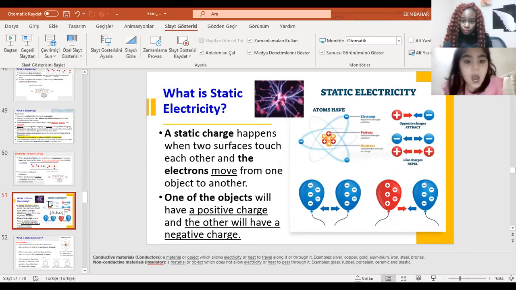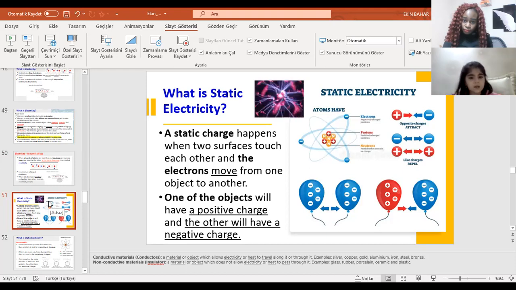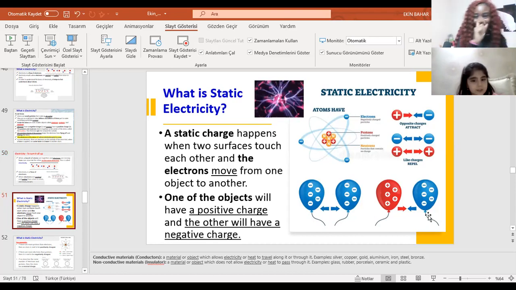A static charge happens when two surfaces touch each other and the electrons move from one object to another. One of the objects will have a positive charge and the other will have a negative charge. So can you see here? The positive charge is this one, and negative charge is this one.